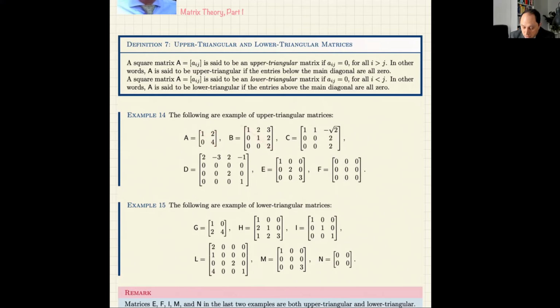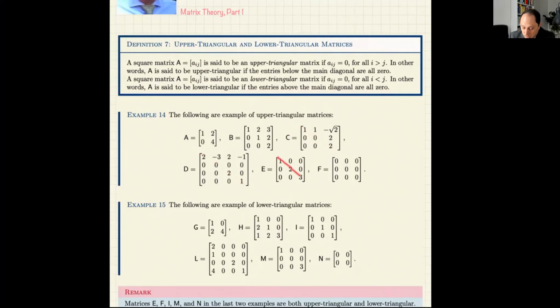Is this an upper triangular matrix? I don't get confused. I see a 0 here, but who cares? I just draw a main diagonal, I look below it. Everything below it is 0. And here again, I draw this, everything below is 0. So that's an upper triangular.